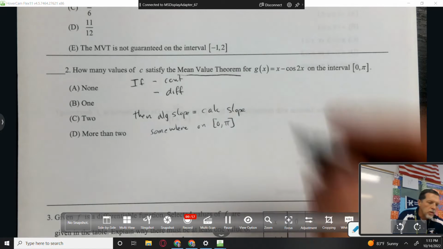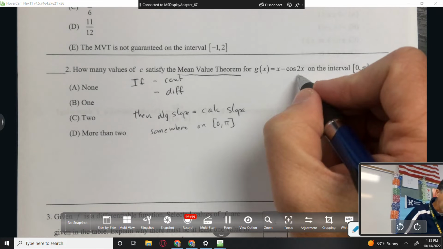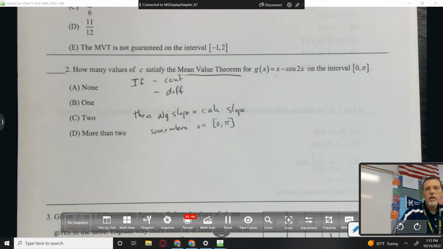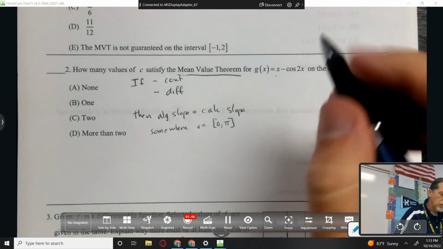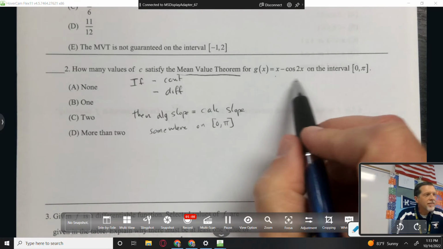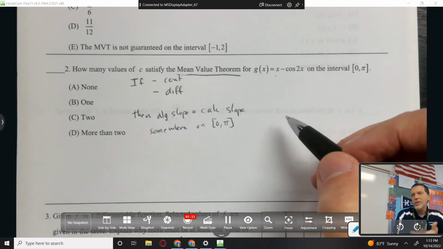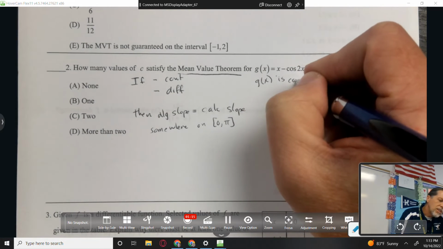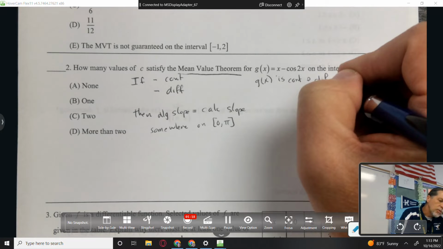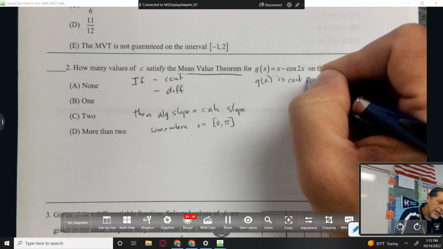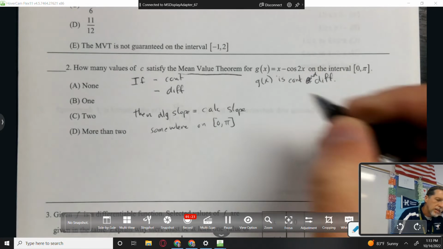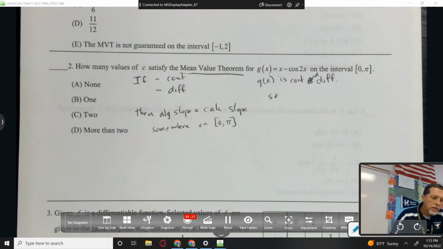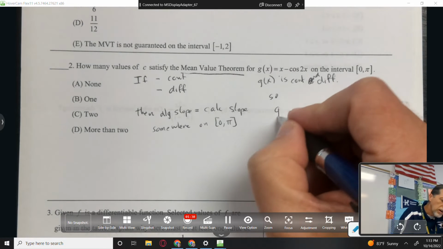So, x minus cosine 2x. Well, x is definitely continuous and differentiable. Nothing crazy about that. Cosine 2x is continuous and differentiable. And if you add or subtract continuous and differentiable functions, you still get continuous and differentiable functions. So g of x is continuous and differentiable, and so that means the algebra slope equals the calculus slope somewhere.